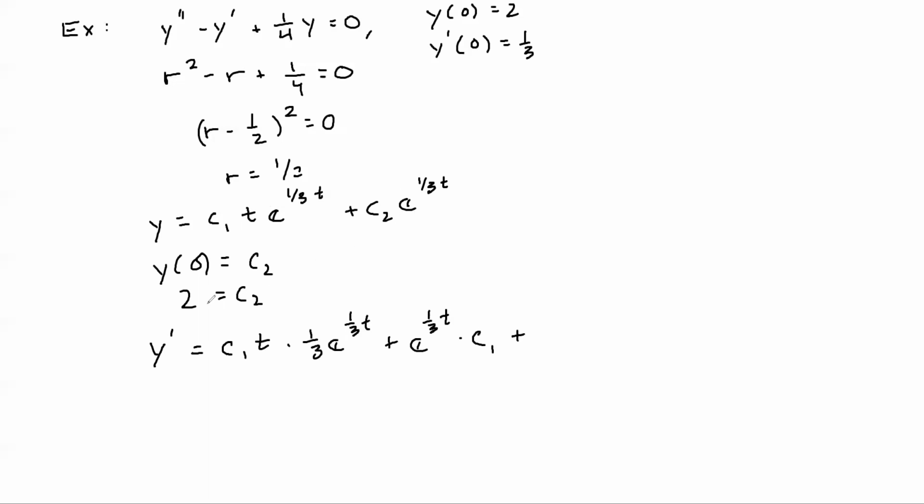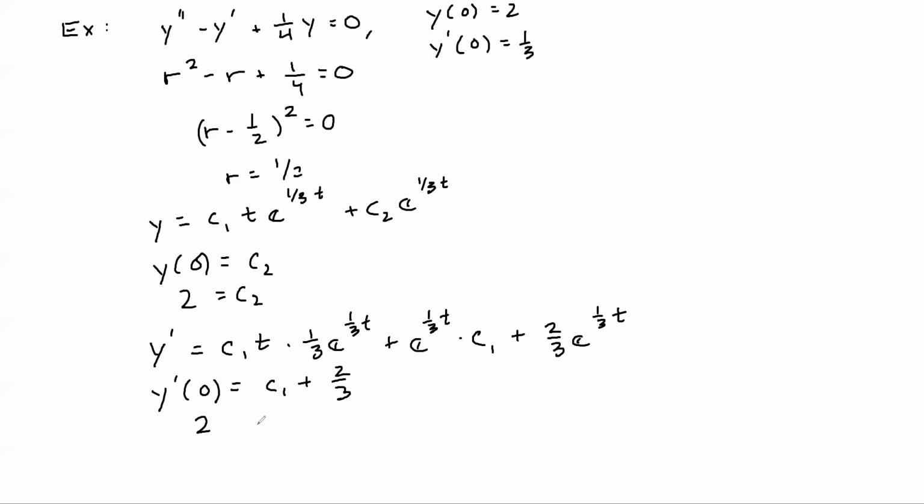And for this guy, you've got to take the 2 and pop it in there. When we differentiate this, the 1/3 comes out and gets multiplied by 2, so we have 2/3 e to the 1/3 t. Then we have y prime of 0. If you plug in 0, that kills that term because of the t. So we get c1 plus 2/3. And then y prime of 0 is 2. So we get 2.